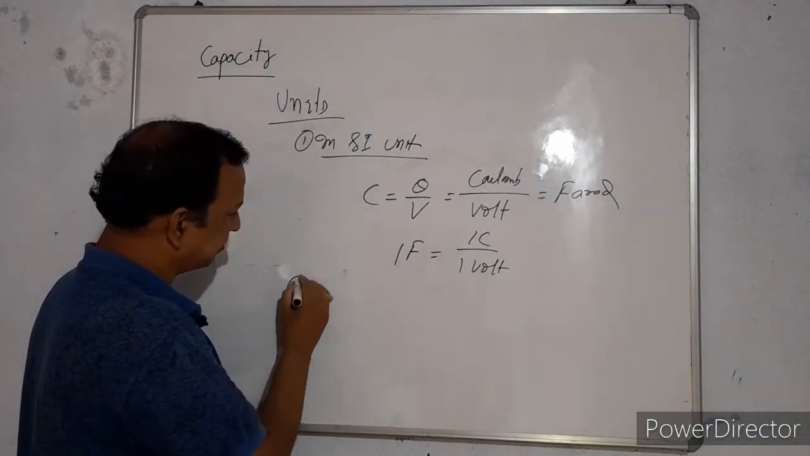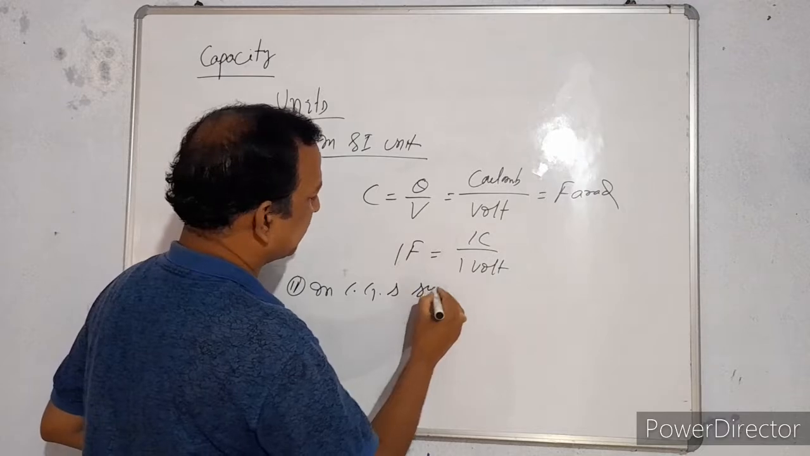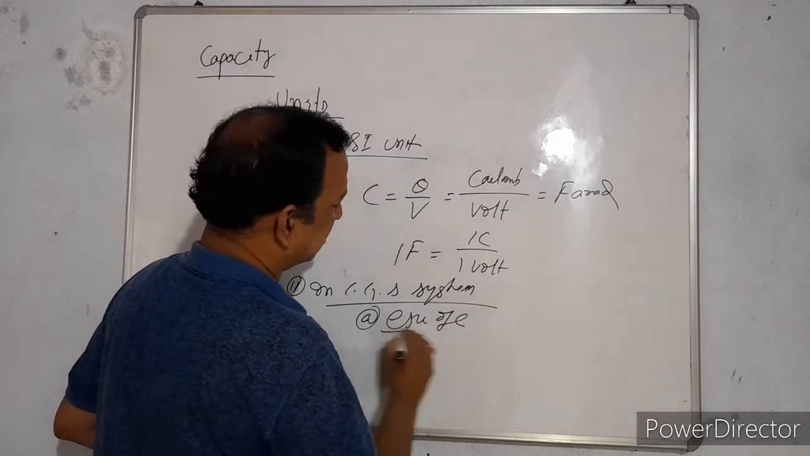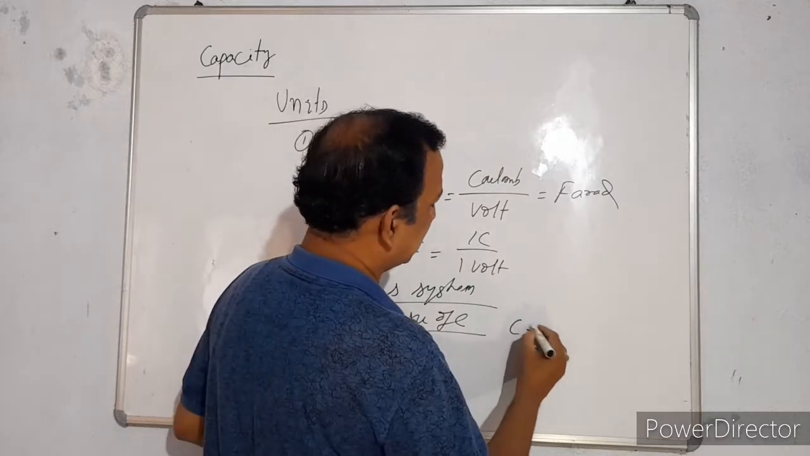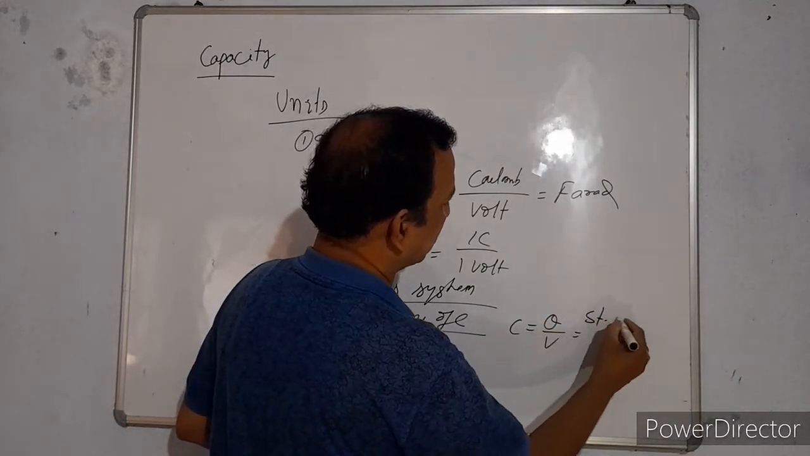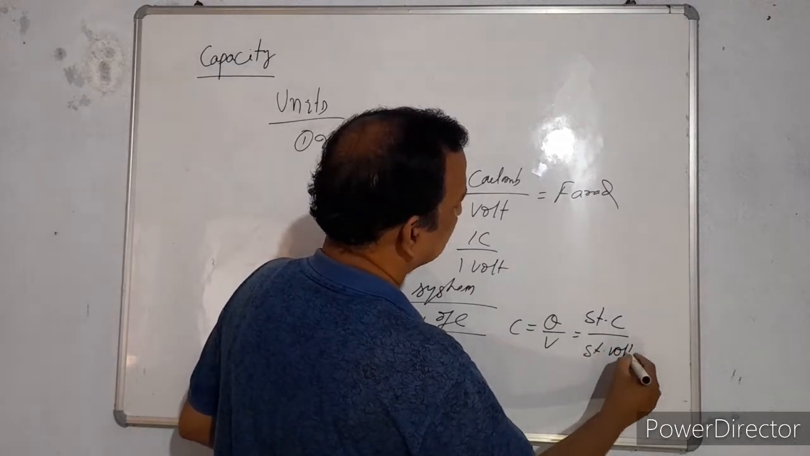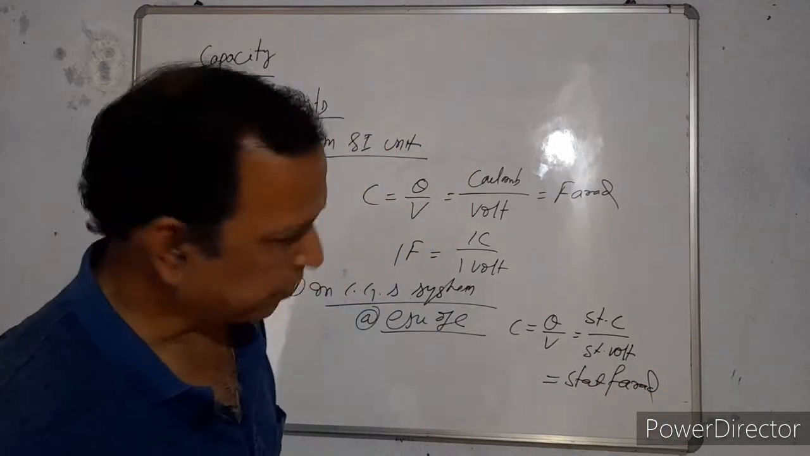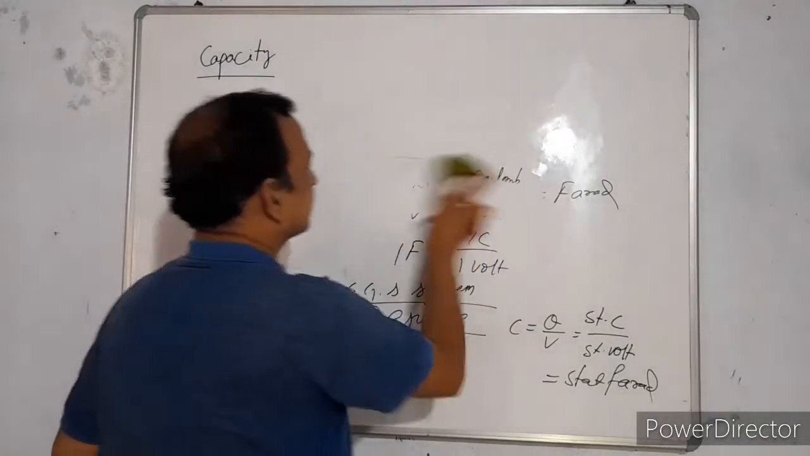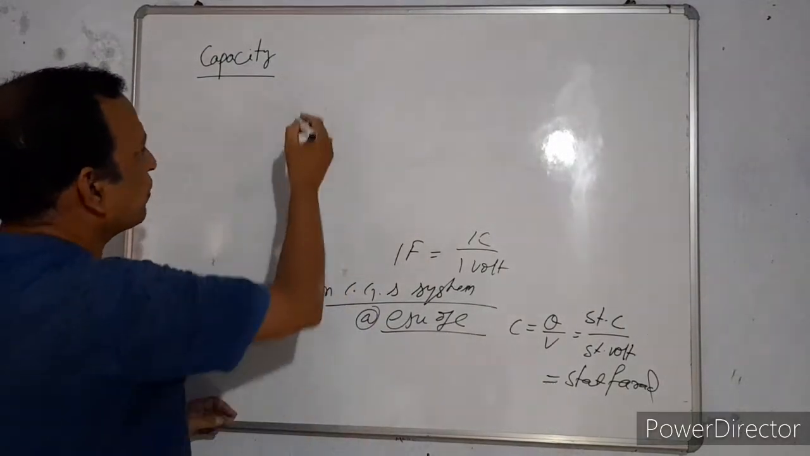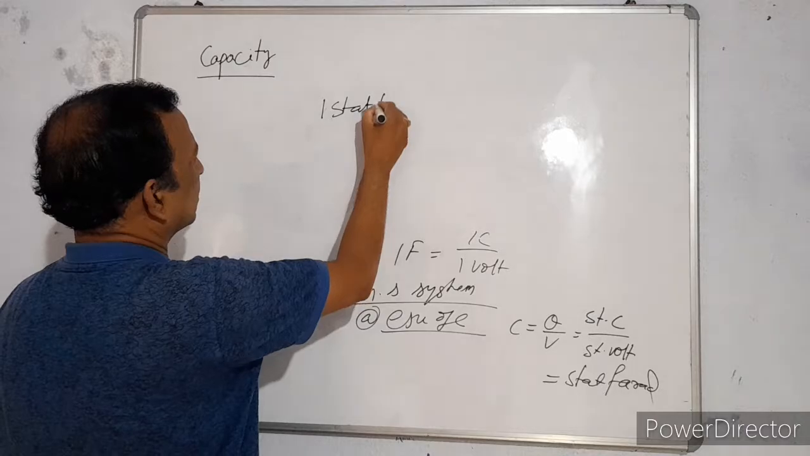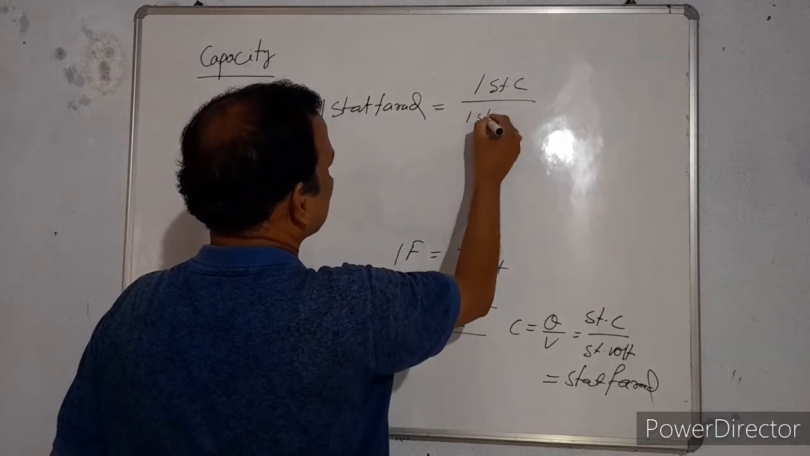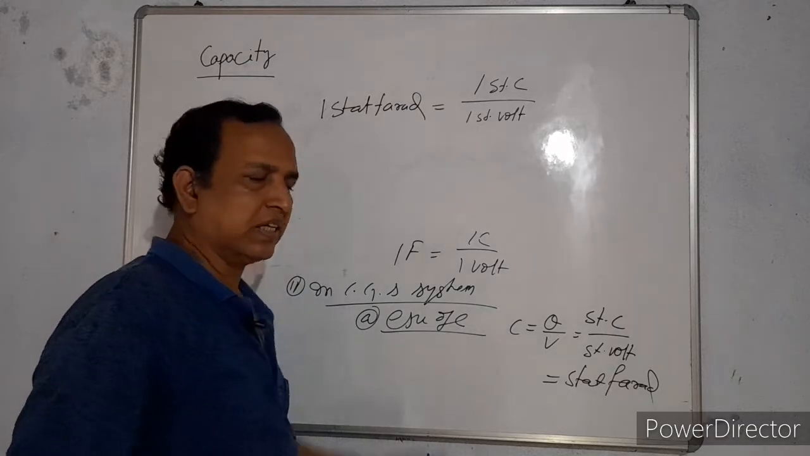In CGS system, first ESU of C, electrostatic unit of C. C is equal to Q by V, that is statcoulomb by statvolt, that is equal to statfarad. One statfarad is equal to 1 statcoulomb by 1 statvolt. That is ESU. What is EMU?